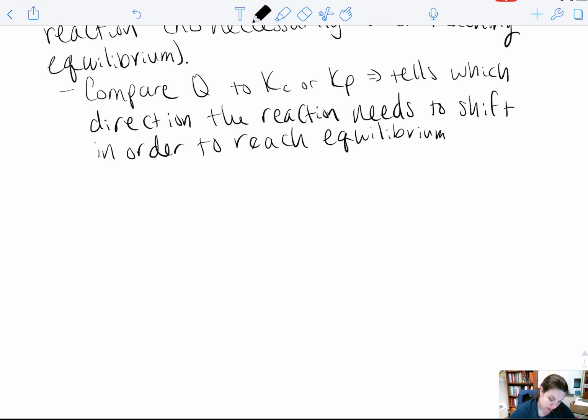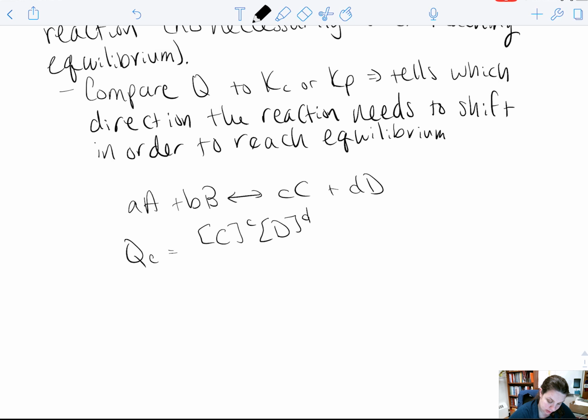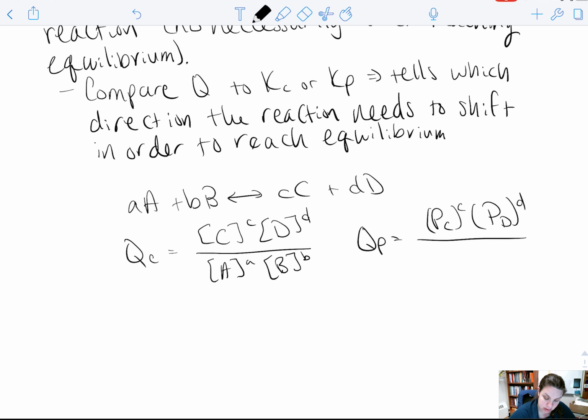So if we have aA plus bB going to cC plus dD, our Qc will be equal to [C]^c [D]^d over [A]^a [B]^b, while our Qp will be equal to the partial pressure of C, partial pressure of D, over partial pressure of A, partial pressure of B, each raised to its coefficient.